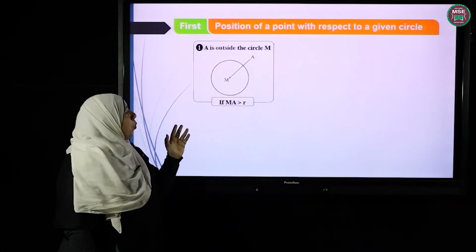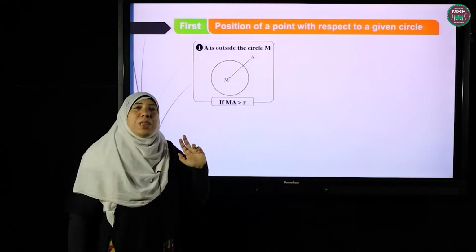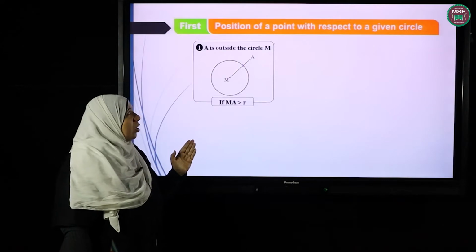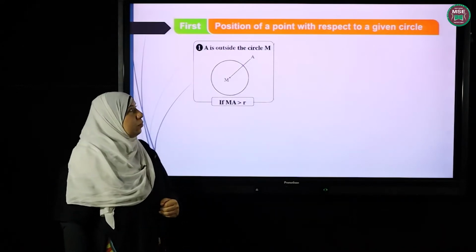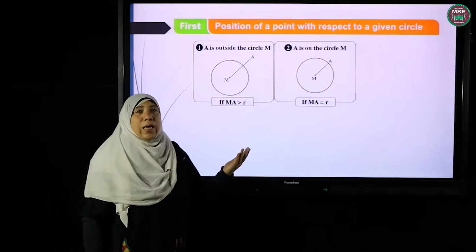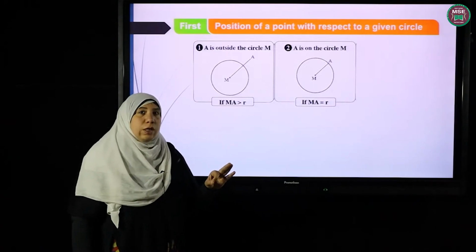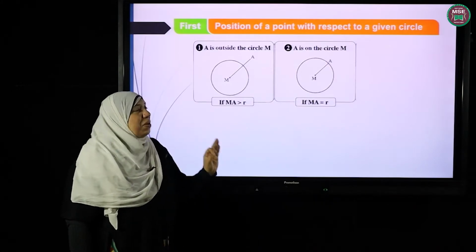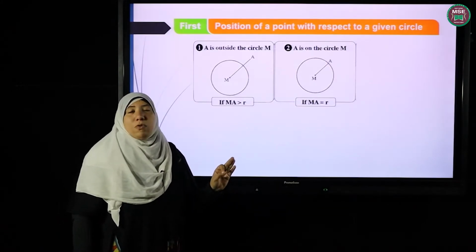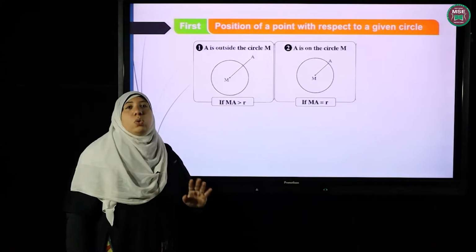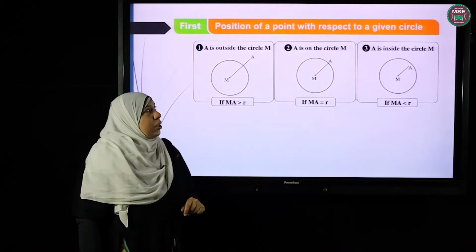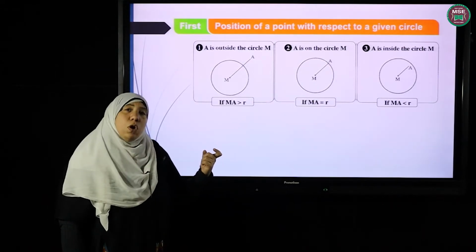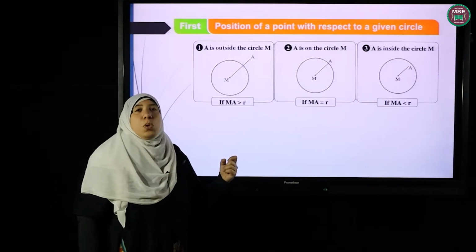If I have a point A and the distance from the center to the point is greater than the radius length, this point is outside the circle. If the point A is on the line of the circle, you will find that the distance from the center to this point is equal to R. Number 3, if A is inside the circle M, the distance from M to this point is smaller than R.